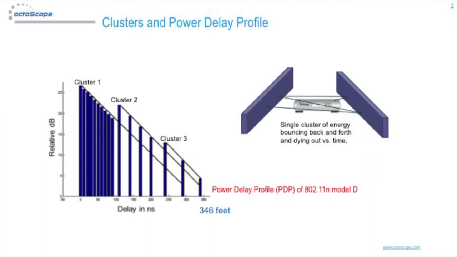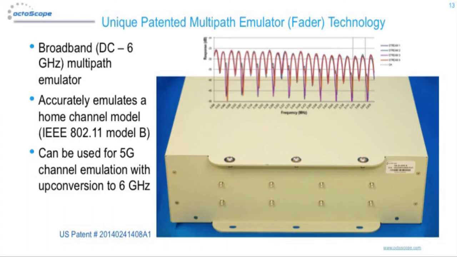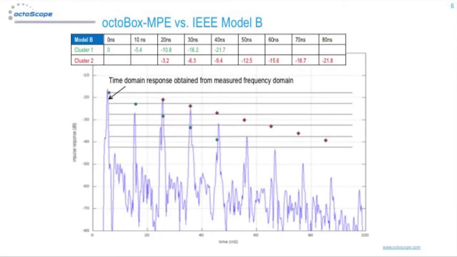One way to look at a multipath model is the power delay profile. The power delay profile shows the power level of reflected signals as a function of excess delay. This is also known as the impulse response of the channel. octoScope's MPE models the multipath behavior of a typical house, implementing the IEEE 802.11 Model B. This indoor model, originally defined by IEEE 802.11, is also useful for testing Wi-Fi, Bluetooth, and 802.15 technologies like Zigbee. The Model B profile is a two-cluster model with a power delay profile as shown in this diagram.